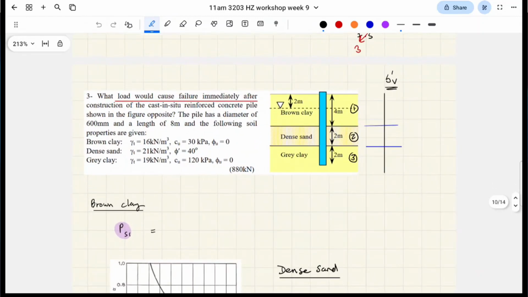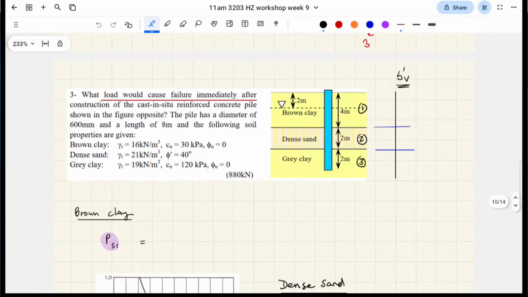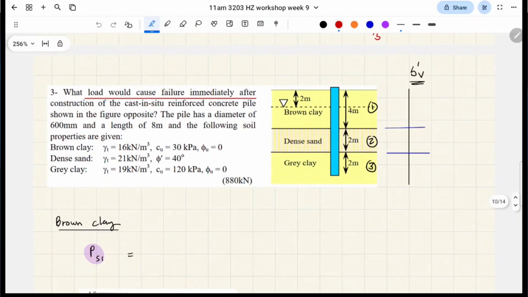Again, this was on the Quizziz. This is a slightly more complicated scenario, but if you remember, we only really care about the average effective vertical stress for the sand layer. We don't really care about the clay layers, because the clay layers only really care about adhesion. So here I've drawn sigma dash v to the right of our arrangement.